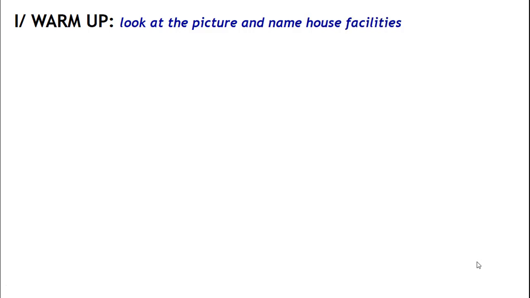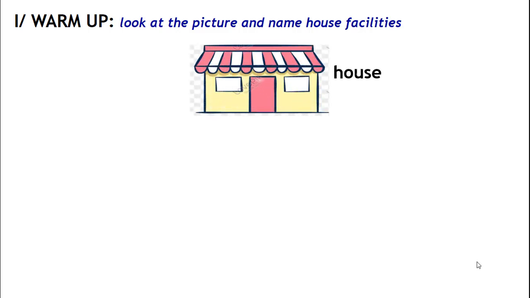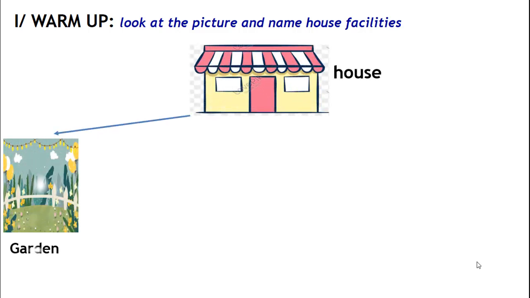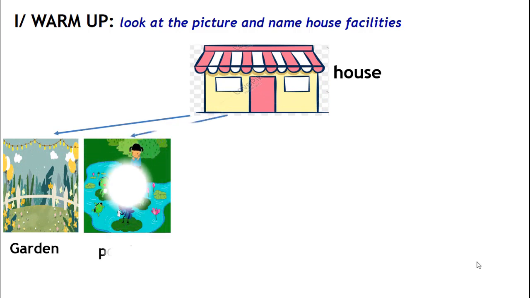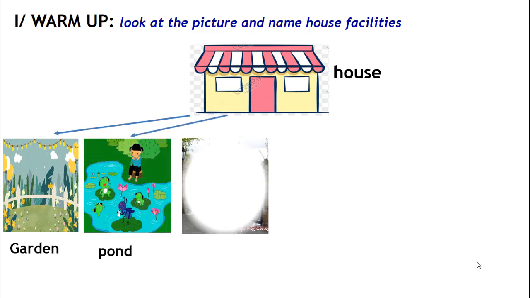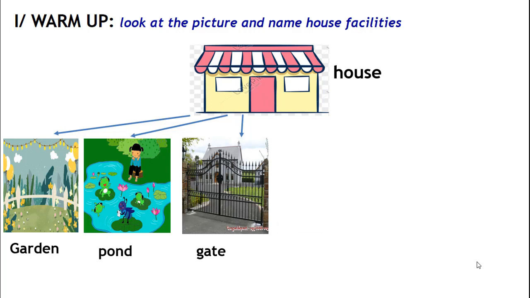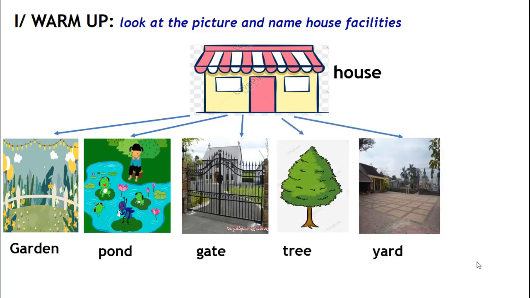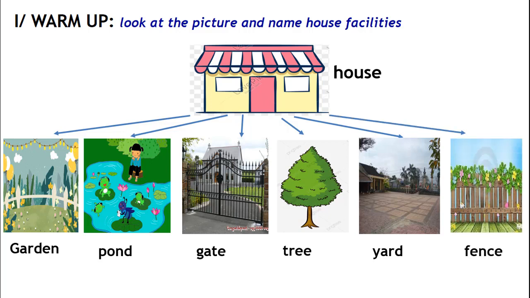Look at the picture and name the house facilities. House. Garden, pond, gate, tree, yard, fence. Now read again. Garden, pond, gate, tree, yard, fence.